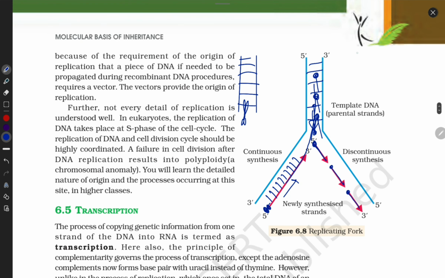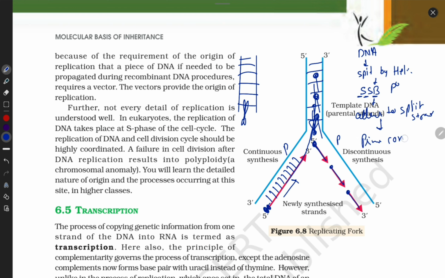So step 1 is what? DNA. Then DNA is split by helicase. Now this is parental. Now what happens? SSB, single strand binding protein, comes and attaches to the split strands. Now what happens next? Now primer comes and binds at the 3' end of the parental strand. Here now this is the parental strand, and here 3' and the primer will come.